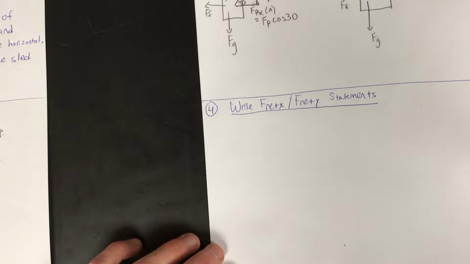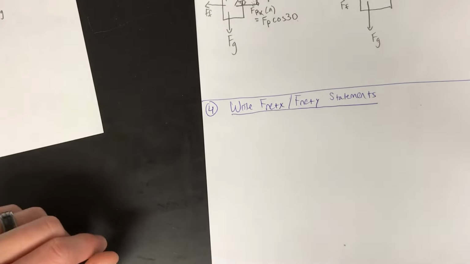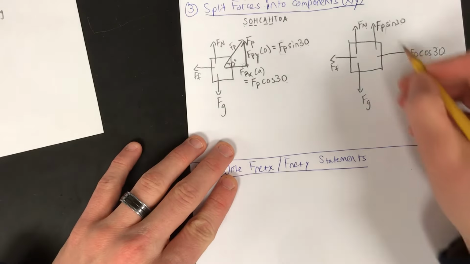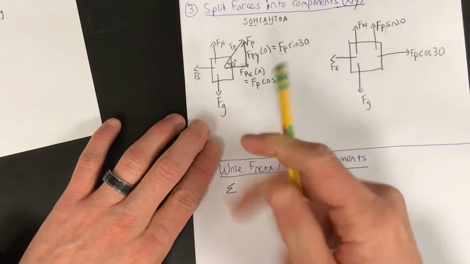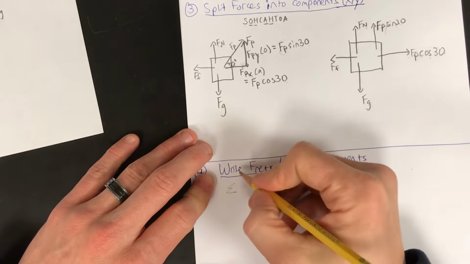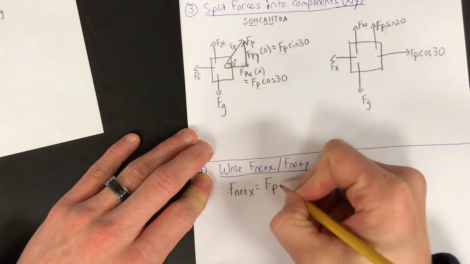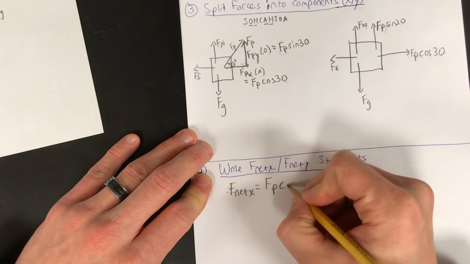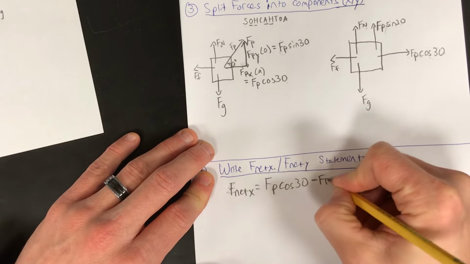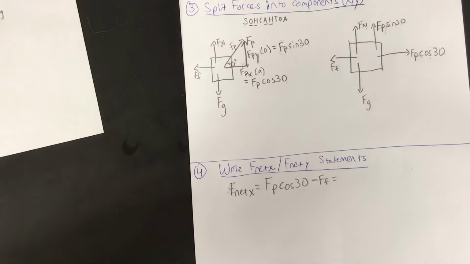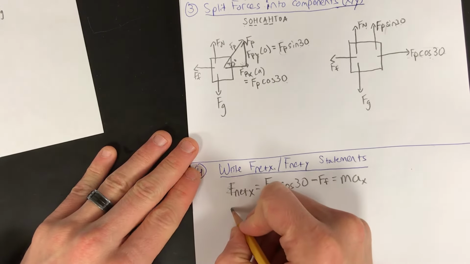Now, just like we've been doing, once we have a force diagram, we're going to write our statements for F net x and F net y, and we're going to use the diagram to do that. So let's start with the x. F net x equals Fp cosine 30, that's the force going to the right, minus Ff, equals m ax, and ax is what we're going to solve for later.